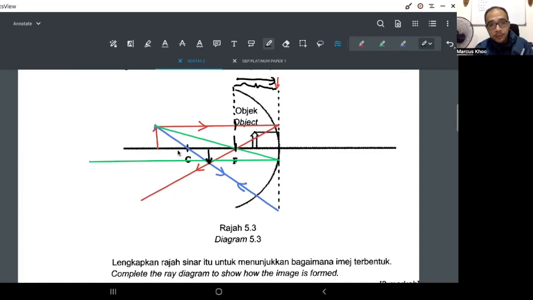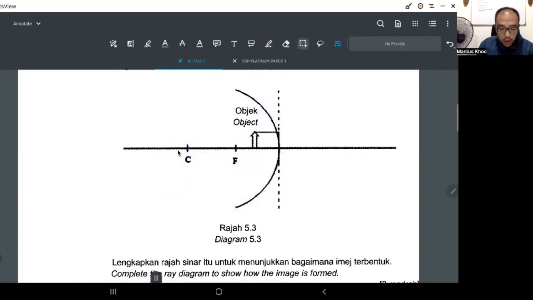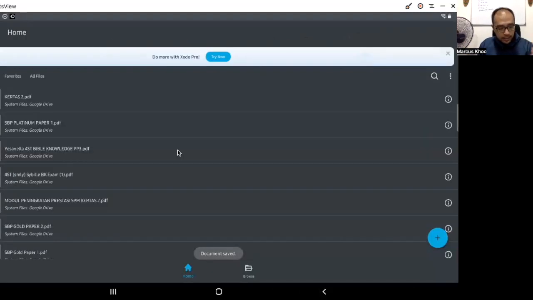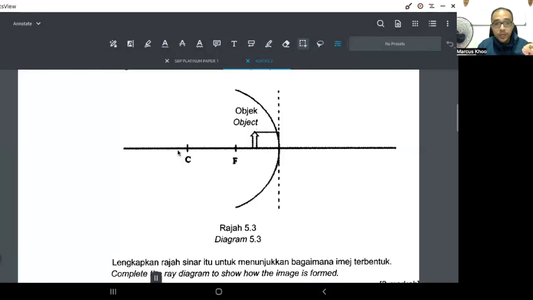But now the problem is, what happens to an object that is very, very near to the mirror? So that's what we want to see. Let me rub this off first. The first ray is always the same. It will be parallel and it will bounce back towards the focal point. So this is the first one. Parallel, bounce back towards the focal point. So don't forget to draw the arrows.